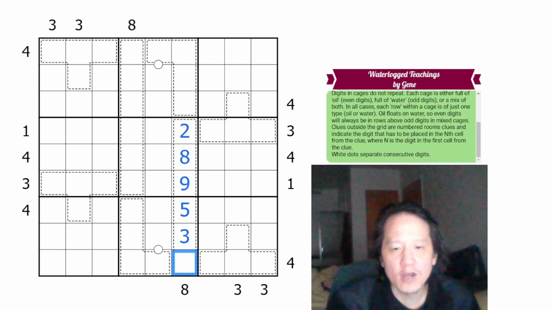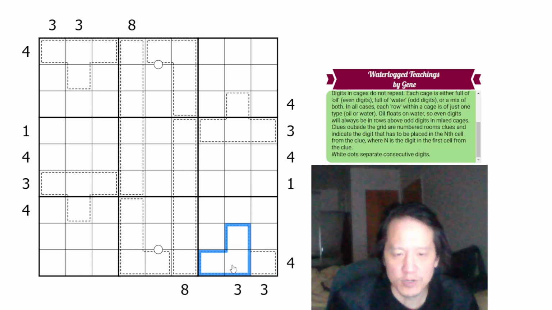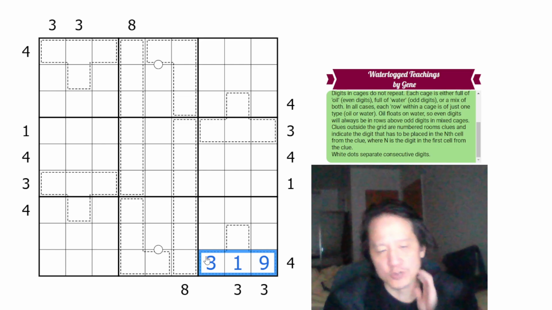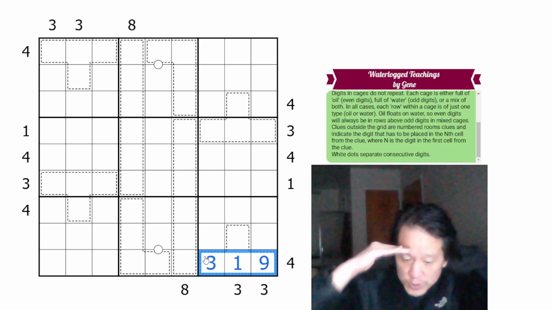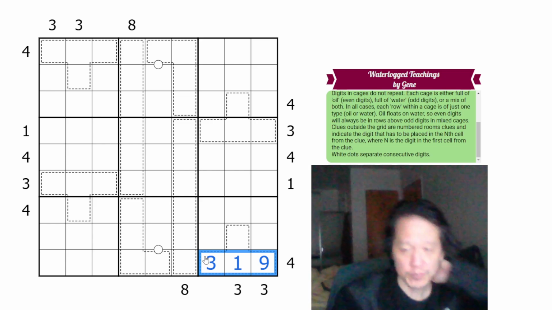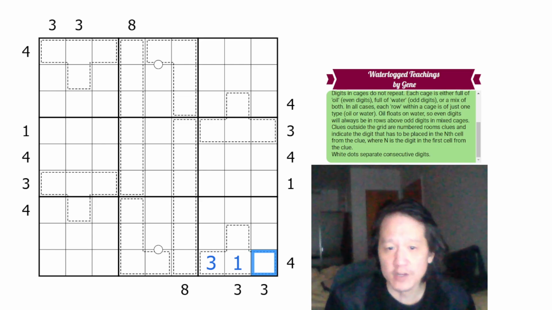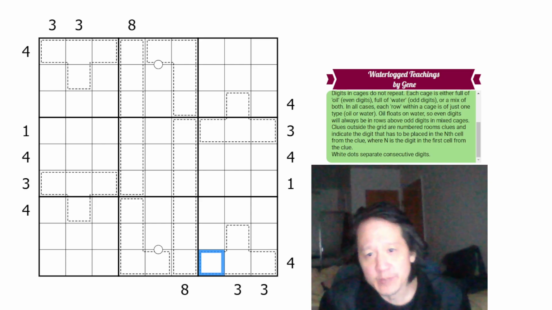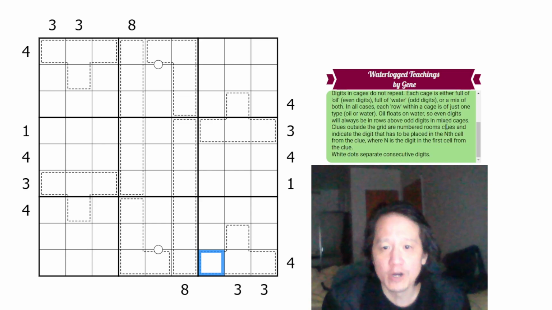And say you have this one. If one of these was odd, say it was a 3, then the other ones would also have to be odd because you can only have one type on each row. If it were even, all of them would be even, and you would also know some other information too. But that's how oil and water cages work. And digits cannot repeat in cages, remember.